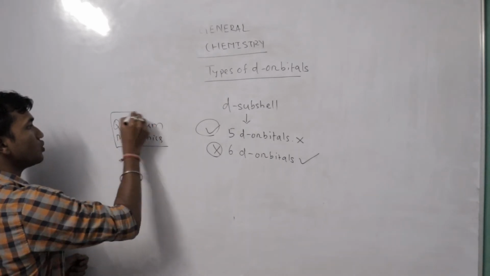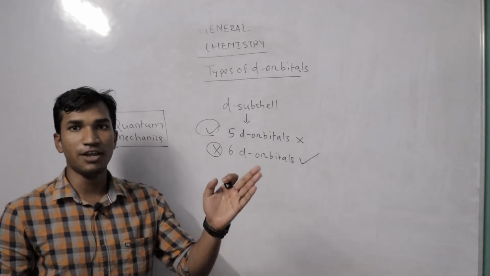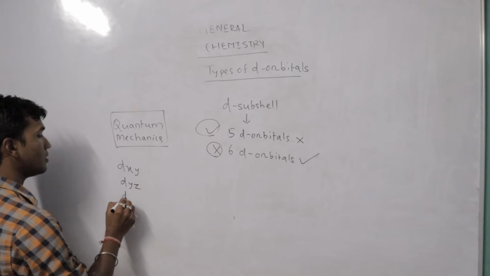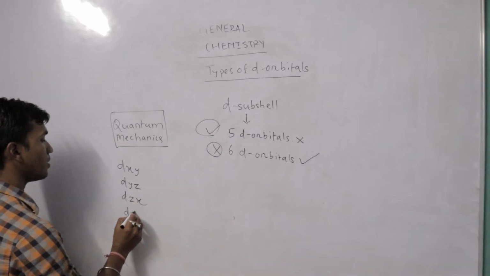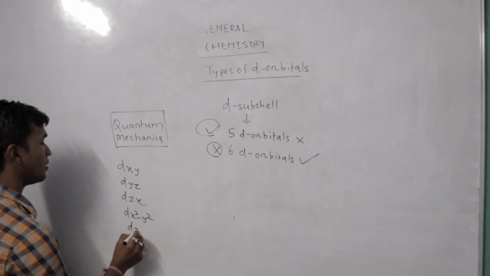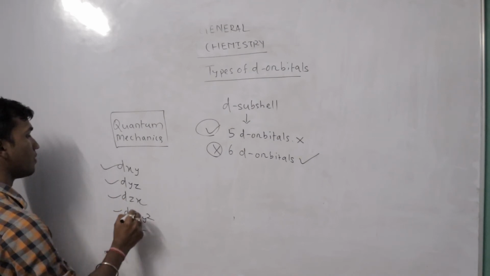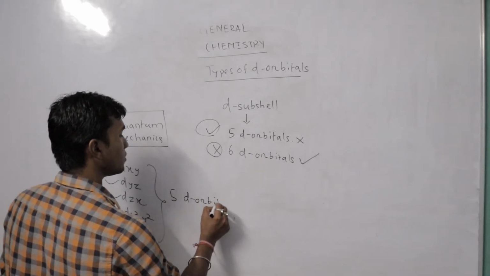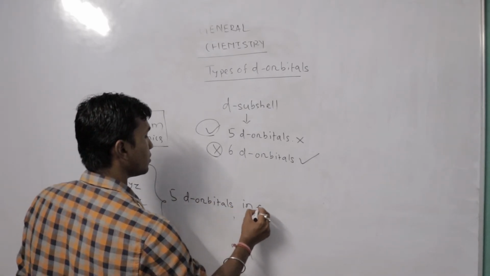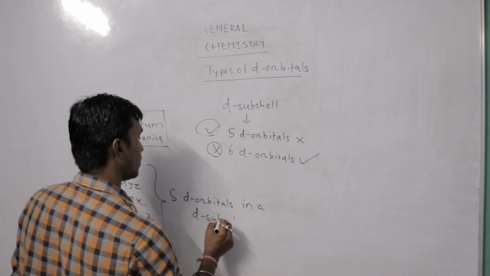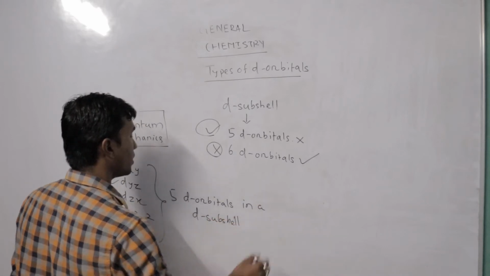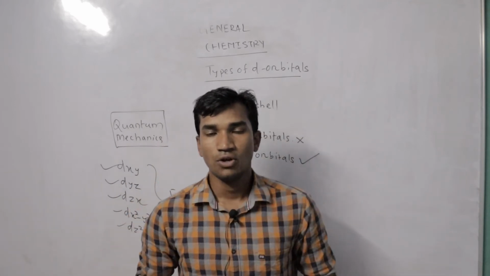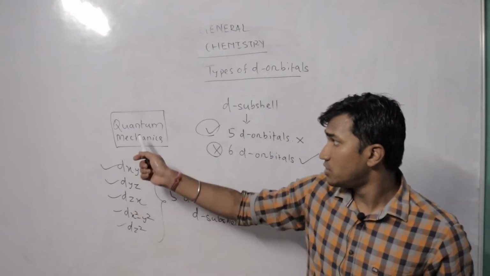And from quantum mechanics, you know that the 5 d orbitals are named dxy, dyz, dzx, dx square minus y square, and dz square. 1, 2, 3, 4, 5. 5 d orbitals in a d subshell. The question arises, why 5 d orbitals? Why not 6? The reason is quantum mechanics.